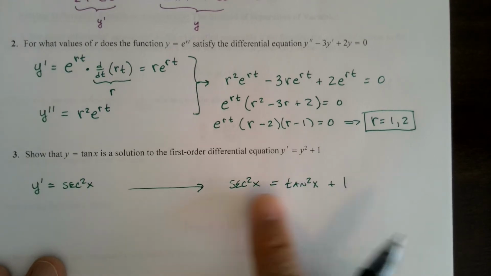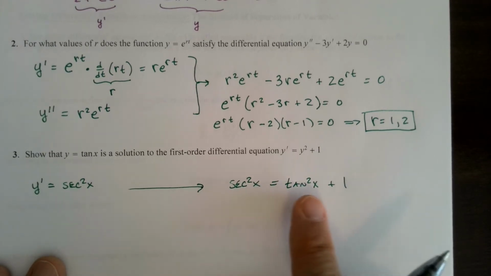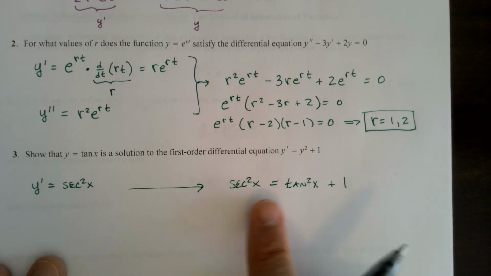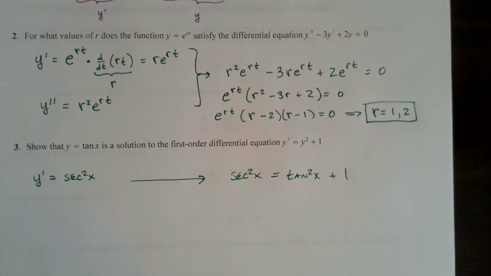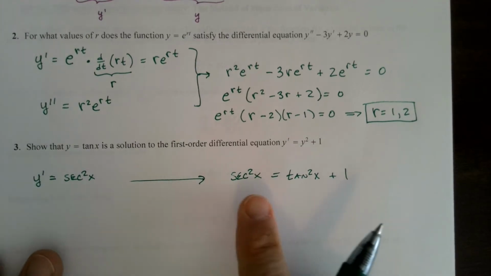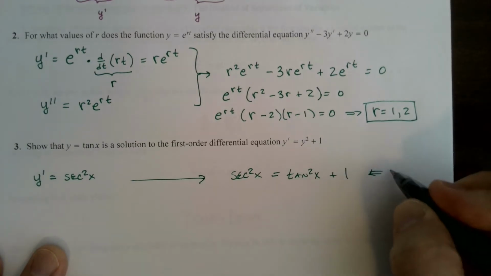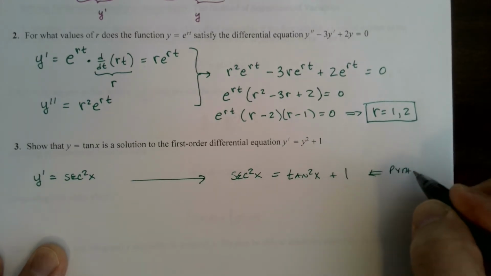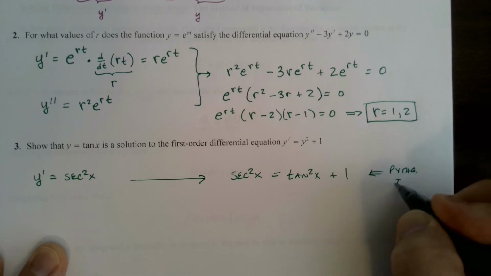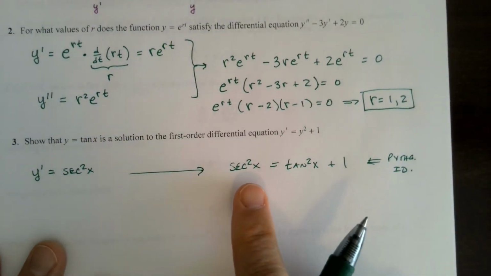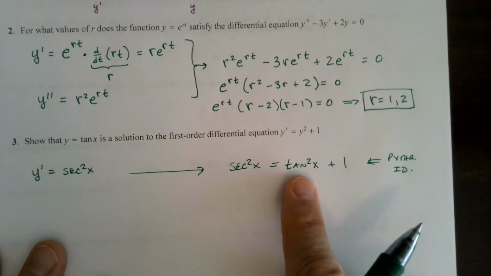I mean, this side doesn't look exactly like this, but if we look at this long enough, this should ring a bell. This should be familiar, especially thinking back to our trigonometric substitution method. And in fact, this basically is a Pythagorean identity, isn't it? It is always true that secant squared x is equal to tangent squared x plus 1.